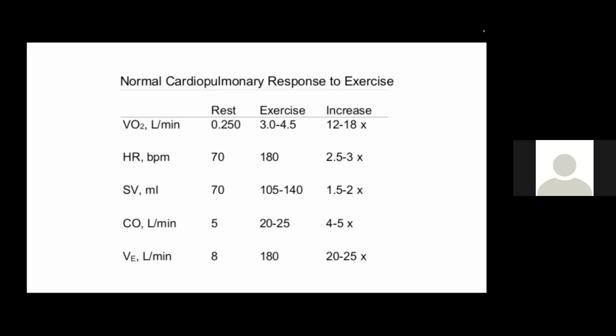So the normal cardiopulmonary response to exercise is summarized in this table. The VO2 usually will increase with exercise up to 12 to 18 times. Heart rate, as you know, will be double or triple the level of the resting heart rate normally. Stroke volume will increase up to 1.5 to 2 times. Cardiac output will increase 4 to 5 times at the peak of exercise. And the minute ventilation will increase 20 to 25 times at the peak of exercise.